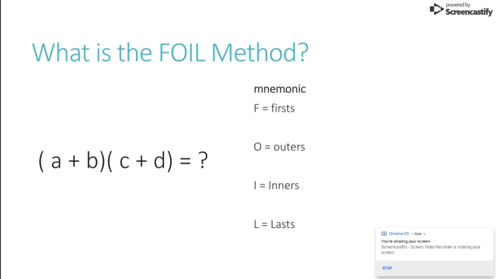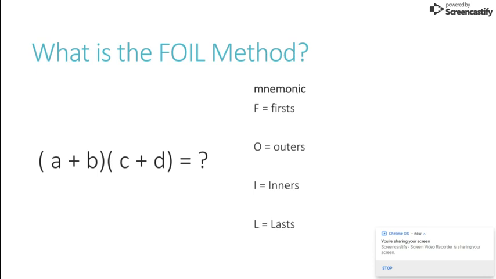So FOIL is actually a mnemonic. It helps you keep track of what you're doing when you're multiplying these together. So F is for first, so the first part of each binomial. The first part of the first term is A, and then the first part of the second binomial is C. So you get A and C for the first.